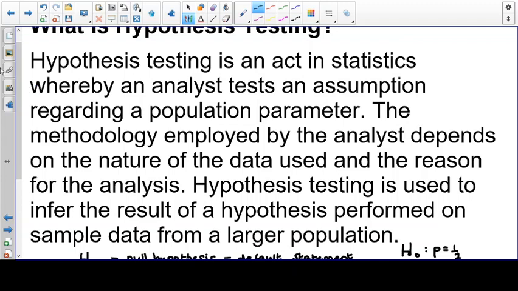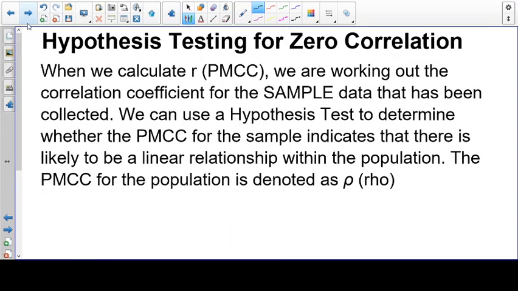Now then, if we get down to a bit more specifics to do with correlation, when we calculate the PMCC for our sample, we use the letter R, and that is our sample correlation coefficient. So we've used however many values that we've got, 10, 20, however many values that are in our sample, we use that data to work out the value of R.